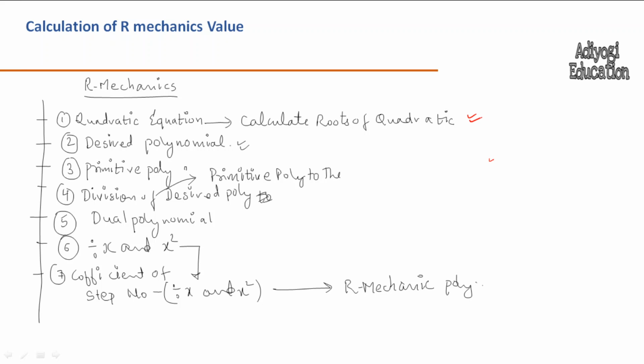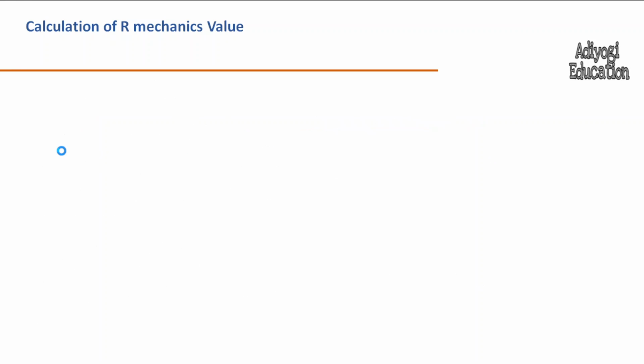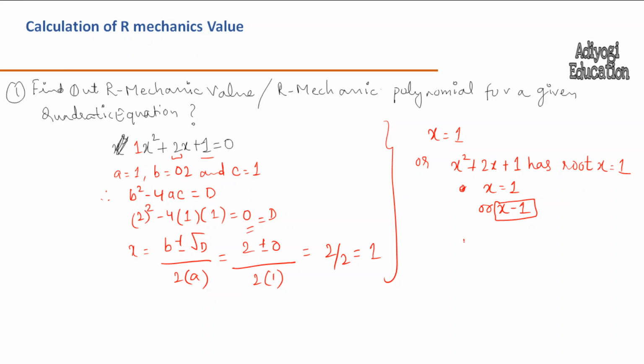We are done with step number 1, that is the calculation of roots. Next is to calculate the desired polynomial. Look at this. We have x equals 1. Now how to calculate the desired polynomial? To calculate the desired polynomial, write it as x bar 0, 1, 2, 3, 4, 5, 6 and 7. Now we have given x equals 1. Why have I written like this?